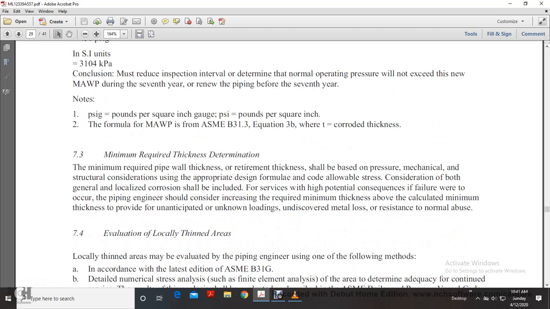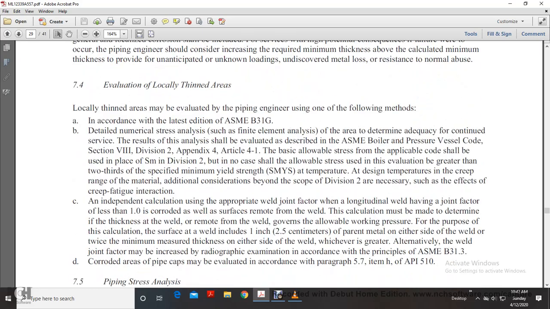7.3, minimum required thickness determination. Minimum required pipe wall thickness. Retirement thickness shall be based on pressure, mechanical, and structural considerations, using proper design formulas and code allowable stress considerations, both with analyzed localized corrosion. For service with a high potential consequence of failure, where failure may occur, the piping engineer shall consider increasing the required minimum thickness over the calculated minimum thickness to provide for unanticipated loadings, undiscovered metal loss, resistance, and normal abuse.